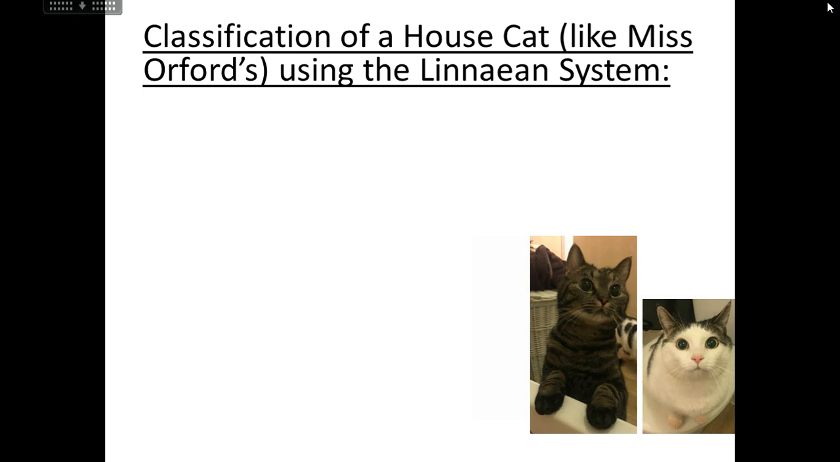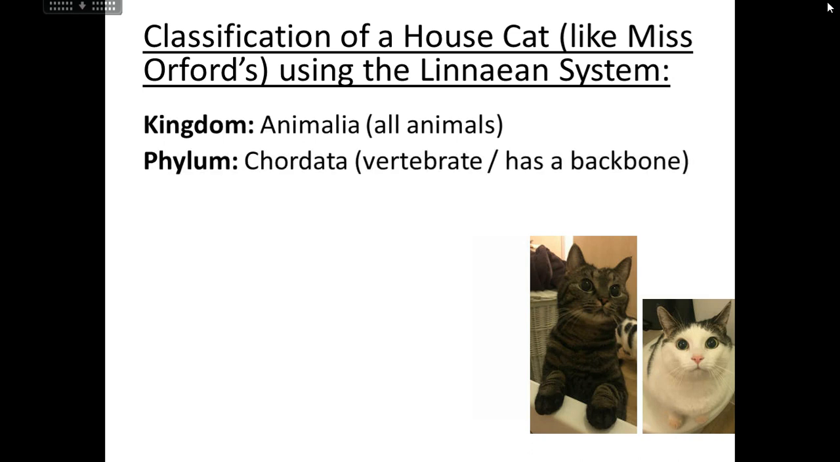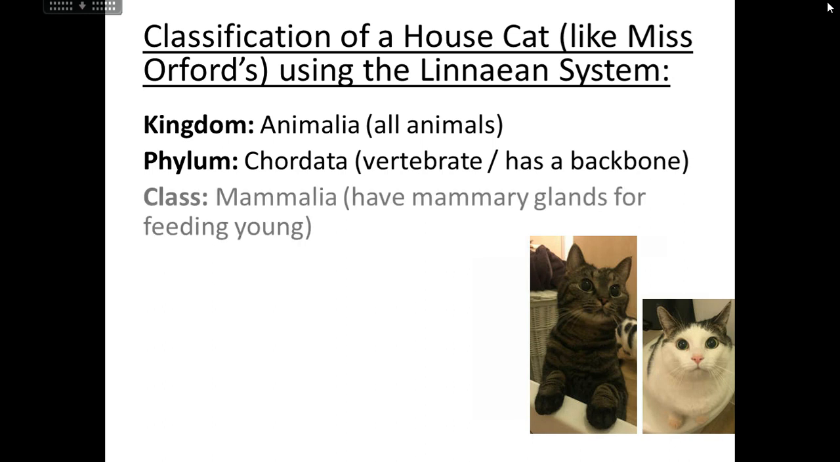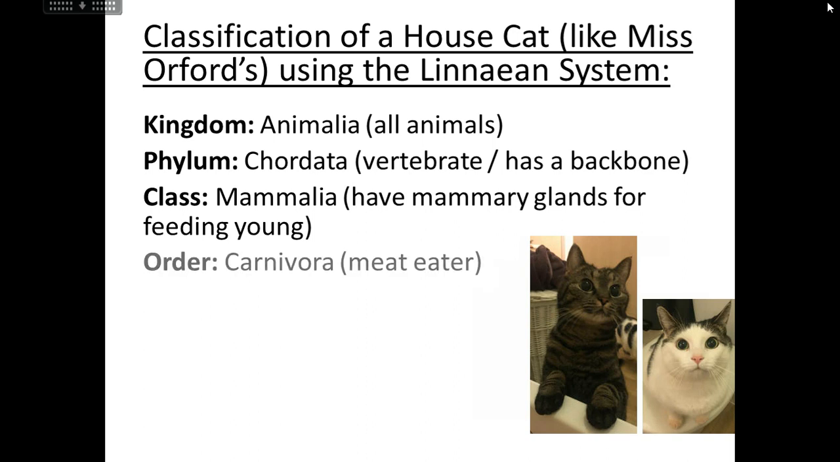This is a way of showing you how similar a house cat actually is to a lion. They're in the same kingdom as a lion, animal. They're in the same phylum. They've both got backbones, as does the lion. Same class, mammals. They've got those mammary glands, just like the lion, so if they were to have kittens, they would be able to feed their young. They eat meat. Actually, my cat eats anything, but they generally are supposed to eat meat.